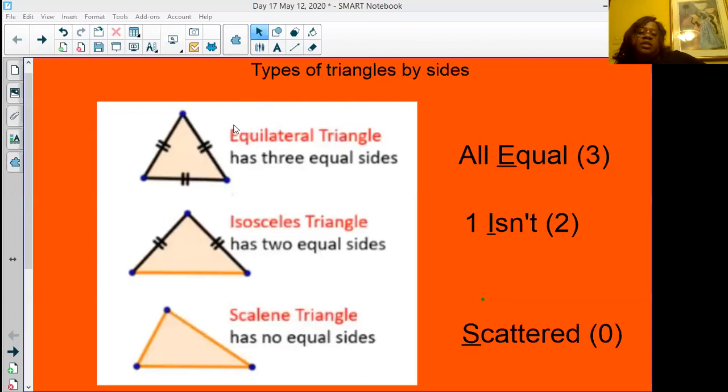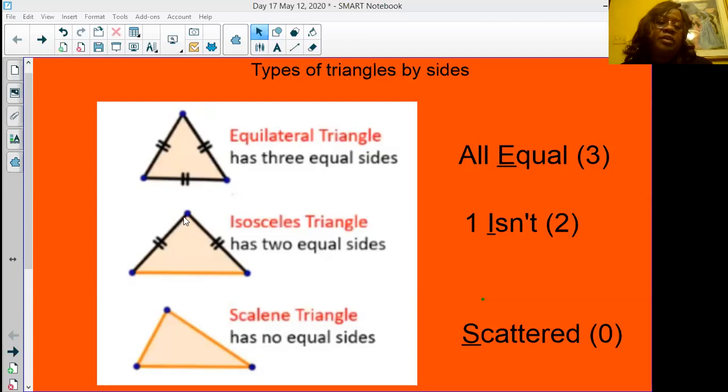When I look at the word equilateral, notice that I see "equal" in the word. That should help me know that all three sides are equal. So I would put a 3 right there to help me remember, because I know a triangle has three sides, but in this type of triangle, it is equilateral, meaning that all sides are equal.